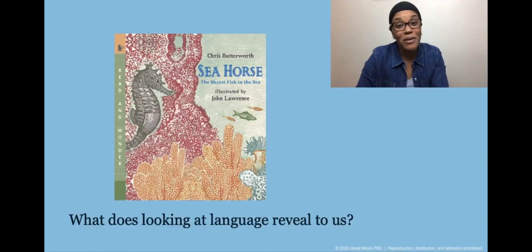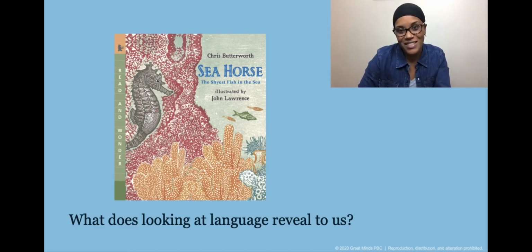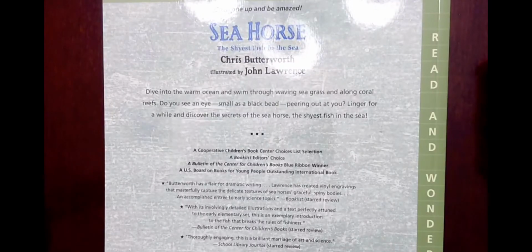But first, let's talk about the question that will frame our learning for today. And that question is, what does looking at language reveal to us? And you'll be paying close attention to how the author uses specific words to describe the unique features of seahorses. Now, as I reread a few sections of the text, you need to listen closely to how the author describes the seahorse. As I read one section on the back cover, I want you to be listening for how the author describes the seahorse's eyes. When you hear it, put your thumb up.